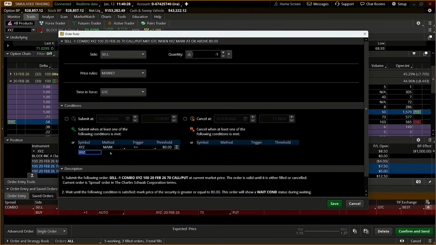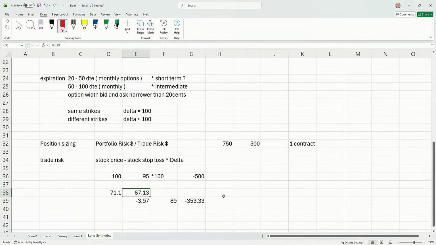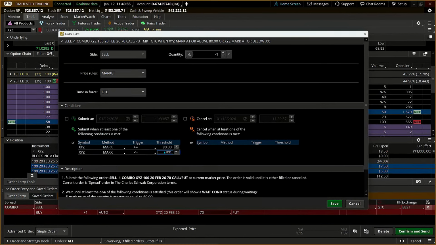Now, let's take the other side. Mark, less than or equal to. What was that price? Well, we said 67.13. Type it in. 67.13. And now what we're going to see in this case, 67.13.